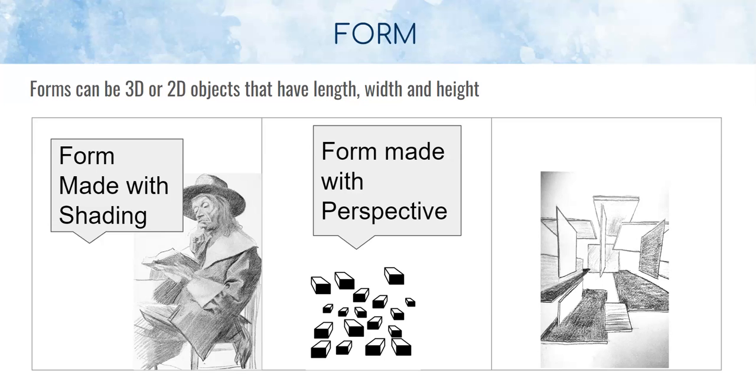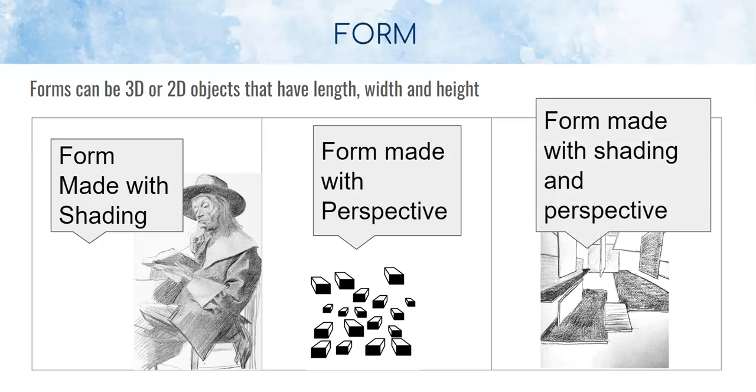The last one is when you combine shading and perspective together. This is going to be your most realistic technique. And so you can glue the last one on, forms made with shading and perspective, to that box right there. And then you have finished your notes on form. And you can flip to the very last page where we are going to talk about space.